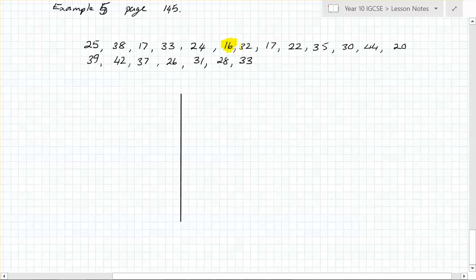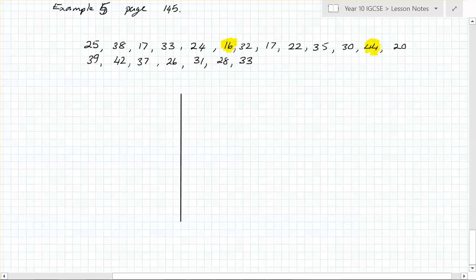38, 39. No, 44. We've got 42, 44. 44, that's the largest we reckon. Okay, so here's the thing. My stem and leaf diagram has to go anywhere between 16 and 44.